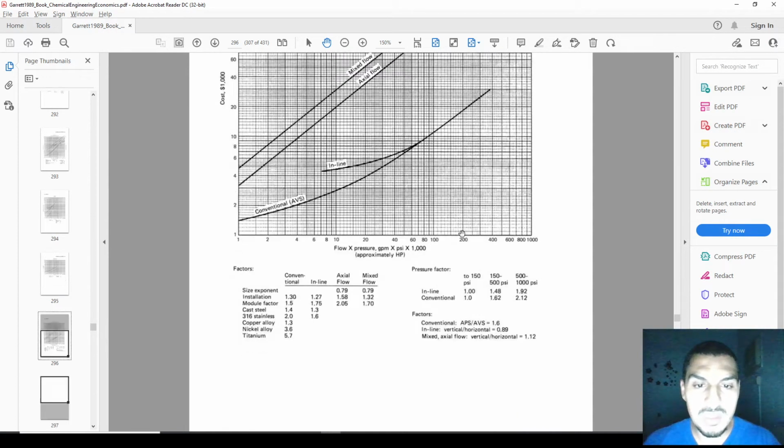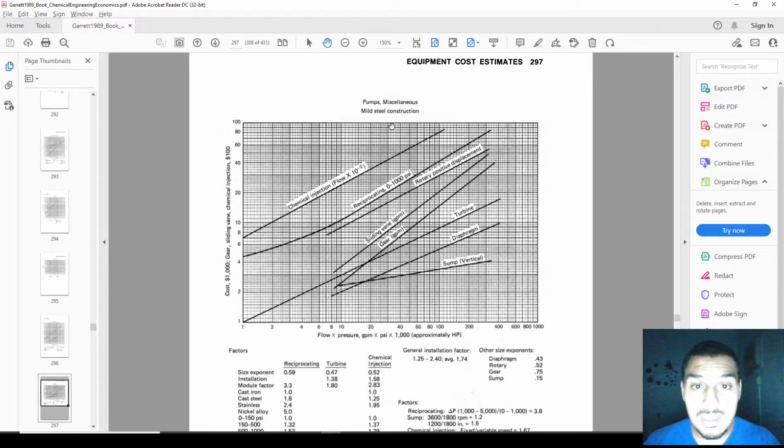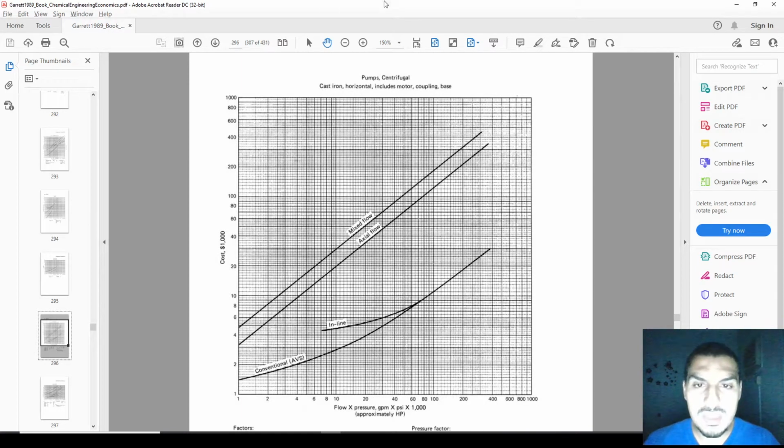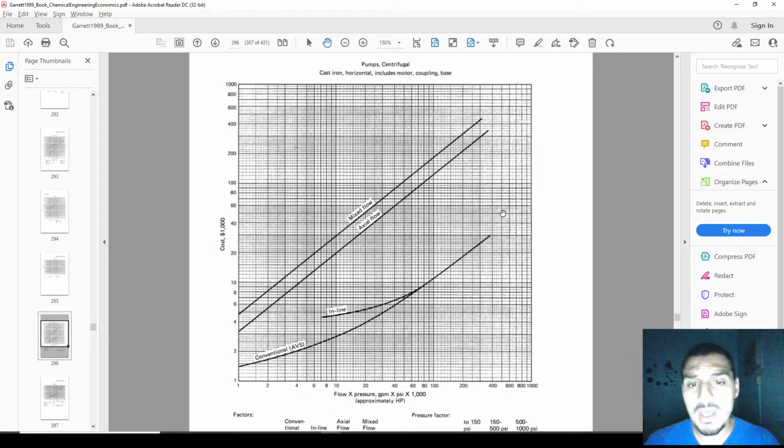There are two types of charts for the pump. One for miscellaneous pumps, like submerged pumps, diaphragm pumps, turbines, positive displacement, reciprocating pumps, whatever. But the one that we are going to use is the centrifugal pumps. So here there are 3 or 4 lines in the chart, and these lines are for different types of pumps. One of them, which seems to be the least expensive, is the conventional pumps. There are also axial flow and mixed flow.